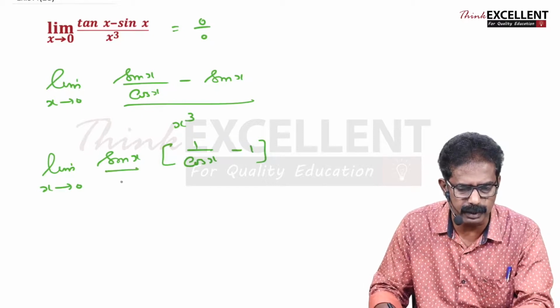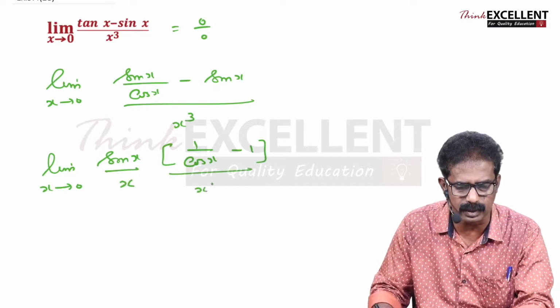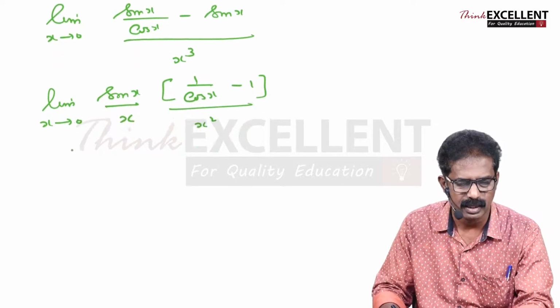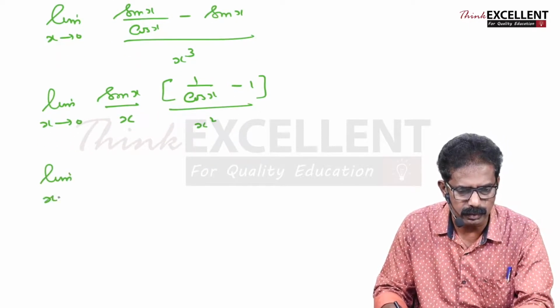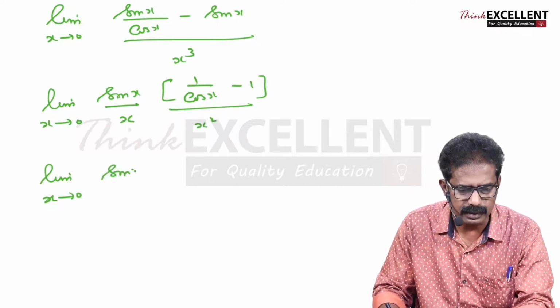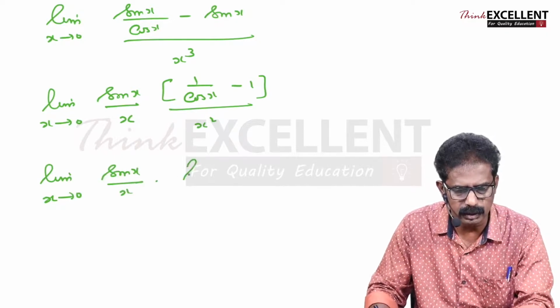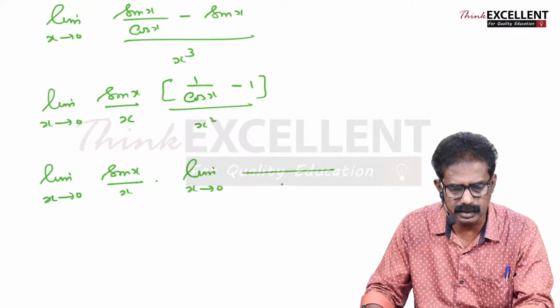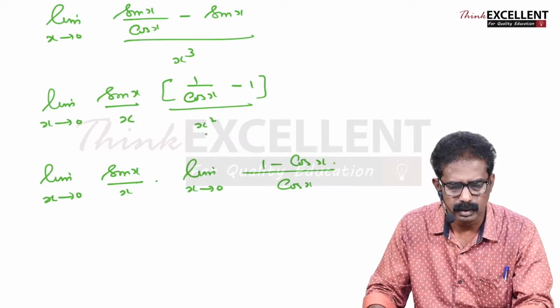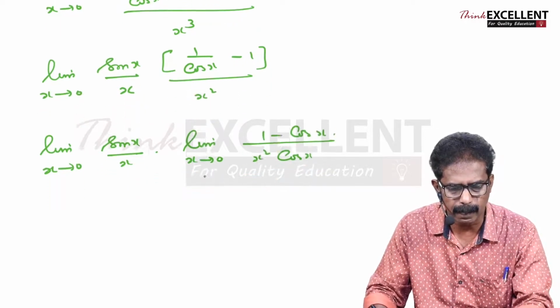That x cube I am splitting like this: here one x, here one x square. You know the reason, like the previous question, right? Now you split into two limits. Limit x tends to 0, sin x by x, that will be 1, into limit x tends to 0. Take LCM cos x: 1 minus cos x, and that x square is there.